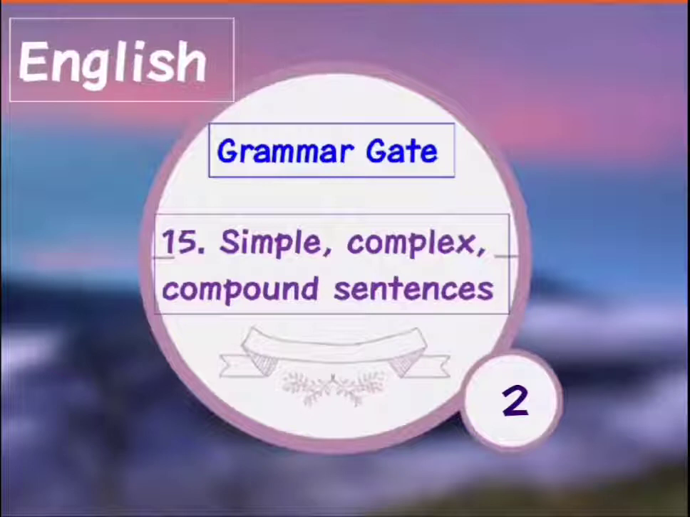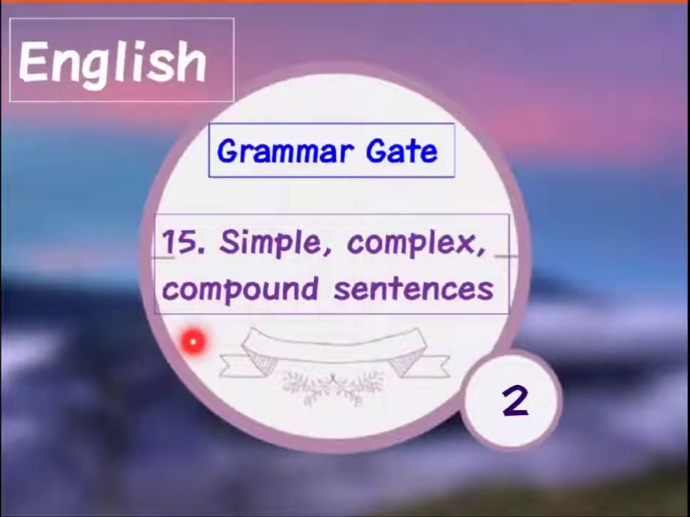Now students, as we know that we have already started chapter number 15, simple, complex and compound sentences. Here we have learned what is a simple sentence. In a simple sentence, as we know, there is a subject and predicate, which contains only one clause. In a complex sentence, you will get two clauses: one is the main clause and one is the subordinate clause. The main clause is known as an independent clause, while the subordinate clause is known as a dependent clause, because this subordinate clause depends on the main clause.